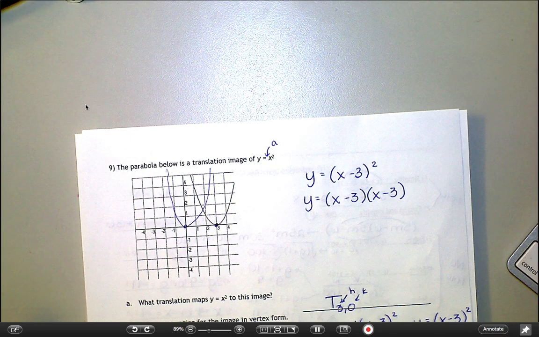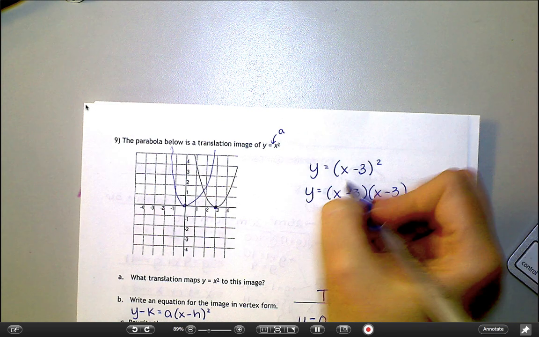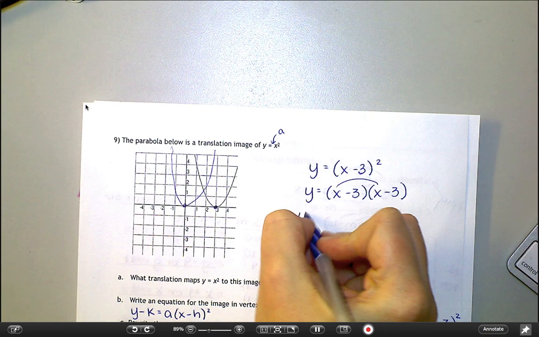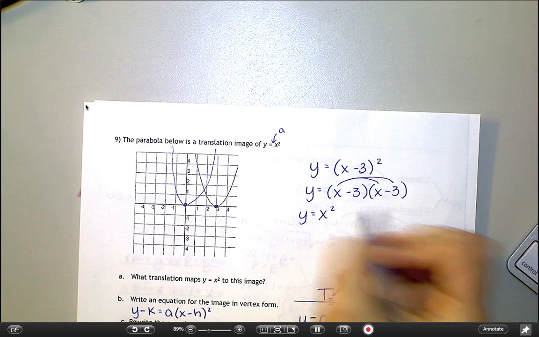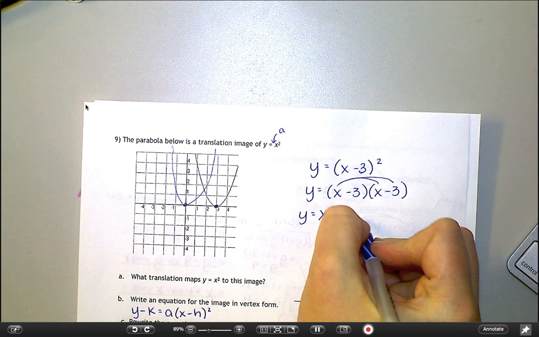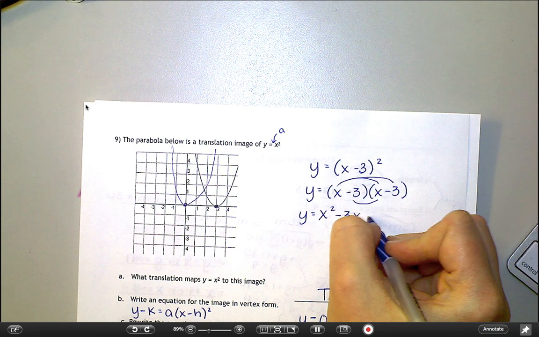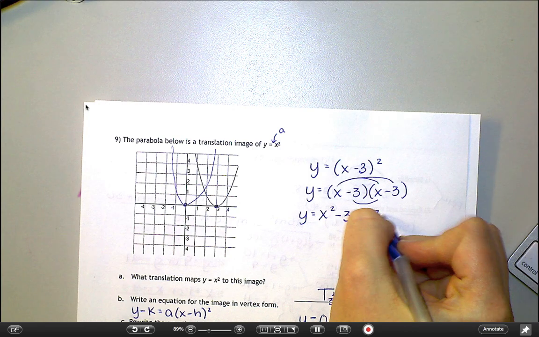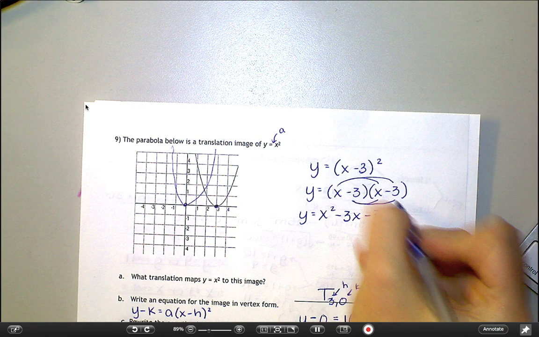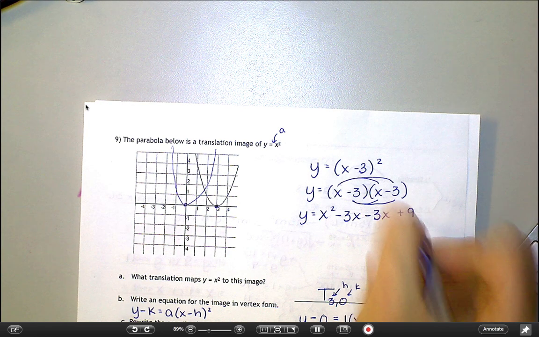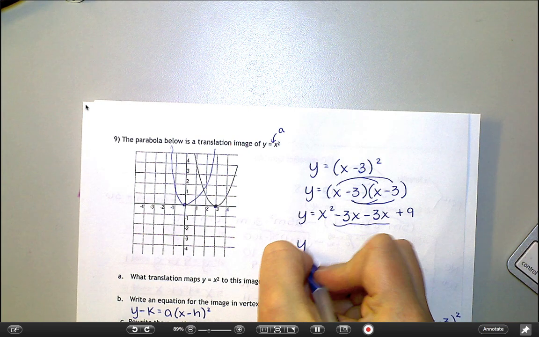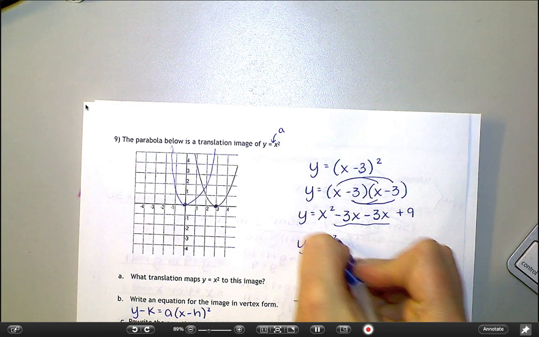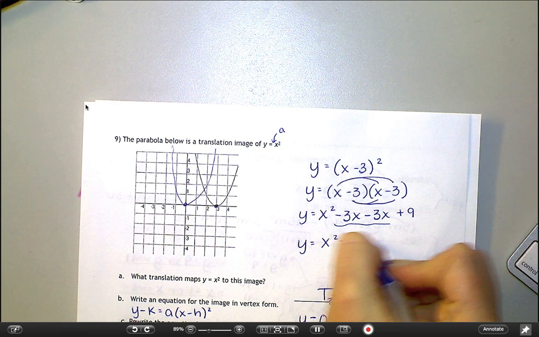That's going to give me x times x is x squared. x times negative 3 is negative 3x. Negative 3 times x is negative 3x. And then negative 3 times negative 3 is positive 9. Combine these guys in the middle, so y equals x squared minus 6x plus 9.